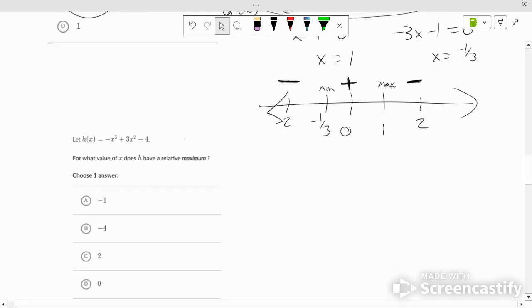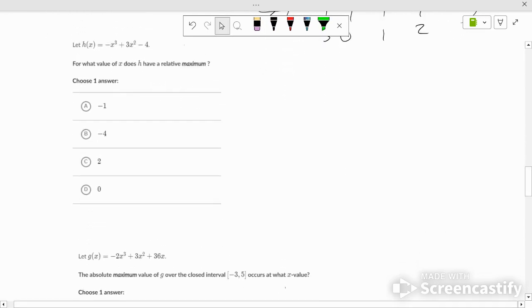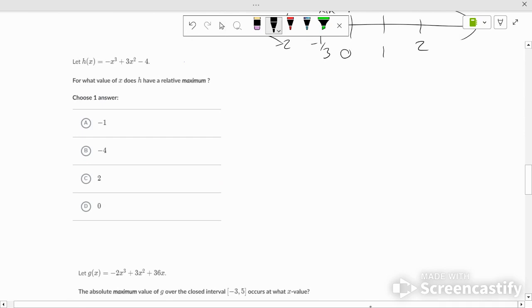Okay. So some of these take a little more work. Something like this doesn't take as much work. What's the first derivative of this thing?